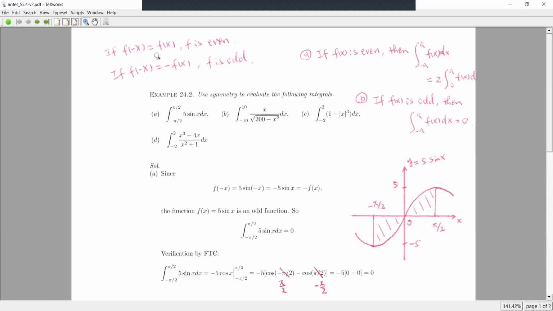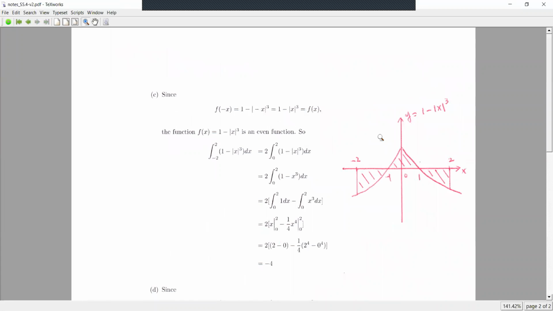The function satisfies this equation. Here, on this line, I show how the function satisfies the equation required by an even function. And also I plot the graph of the function here. The graph is symmetric about the y-axis.